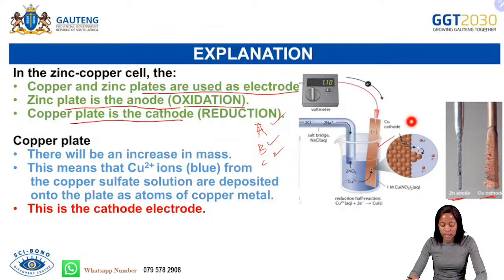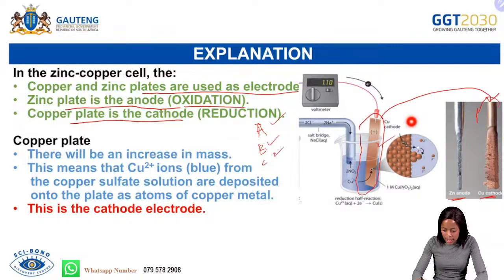So when the two reactions are taking place, oxidation and reduction, remember we said that they are going to occur simultaneously, meaning at the same time. So as they are occurring, what is happening? The Cu, which is the copper. If initially it was like this, then after some time, the Cu is going to increase in mass.